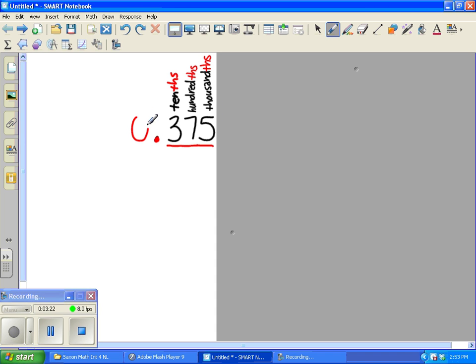You can put a 0 as a placeholder here. Okay, most of the time that's what you will see. You will see the 0 as a placeholder. So this is 375 thousandths. This is the decimal form.